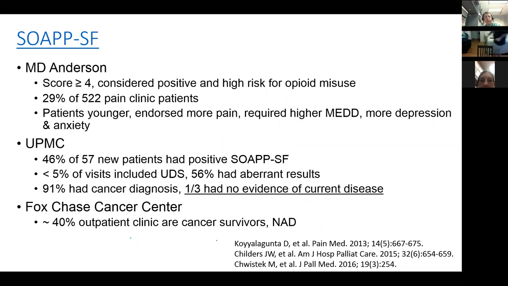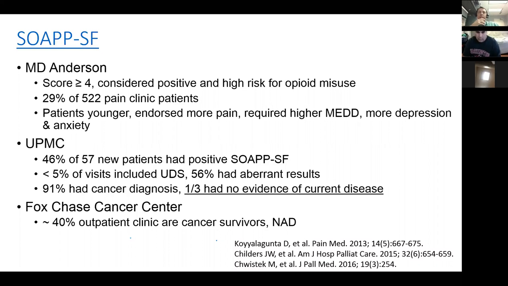So a couple centers have used the SOAP SF as part of an overall assessment. At MD Anderson, again, a score of 4 or greater was considered positive and considered high risk for opioid misuse. 29% of 522 pain clinic patients were found to be positive on the SOAP SF. And these patients were generally younger patients. They endorsed more pain, they required a higher morphine equivalent daily dose, and they had more symptom burdens, specifically of depression and anxiety.